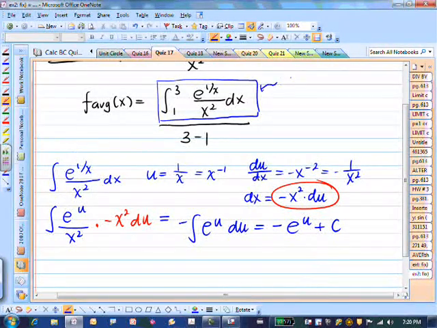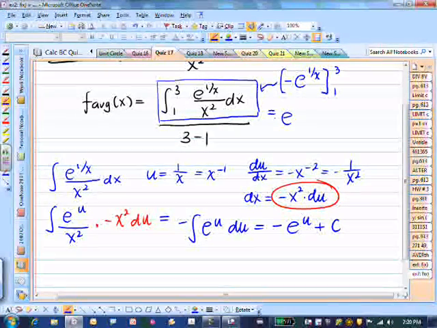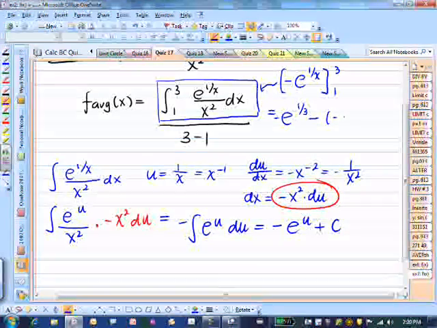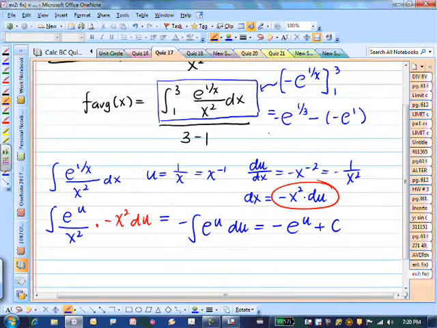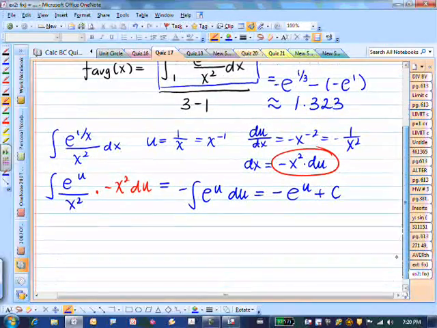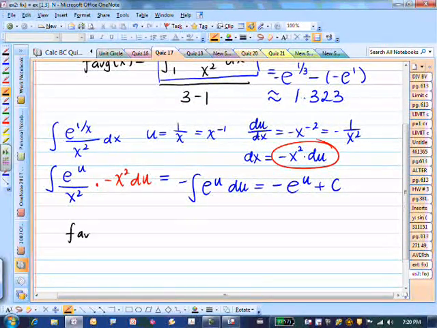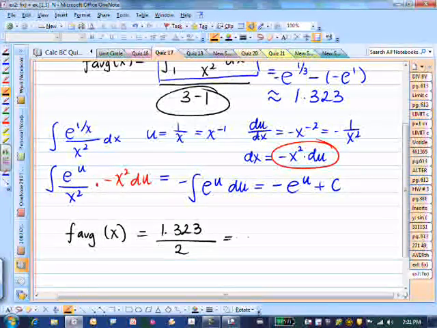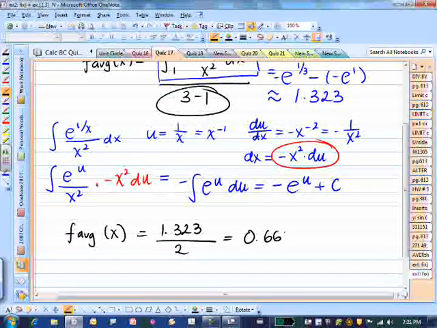So once you've integrated this, it should just be negative e to the 1 over x from 3 to 1. So if you work it out, I get negative e to the 1/3 minus negative e to the 1 over 1. Okay, on the calculator, this will be 1.323 if you round up, or 1.322 if you don't. Okay, so the conclusion of all this is what we're saying is f average is equal to 1.323 divided by 2. Okay, which works out to be 0.662.